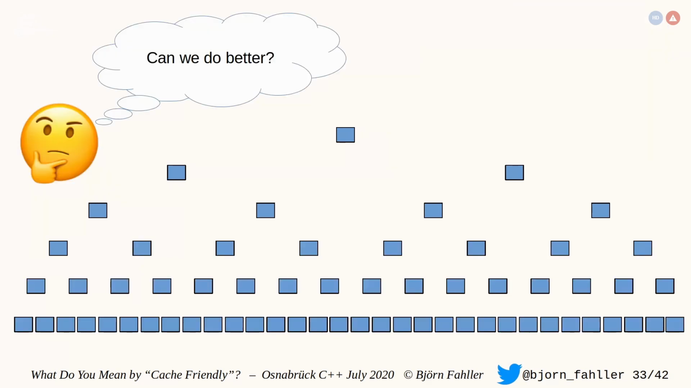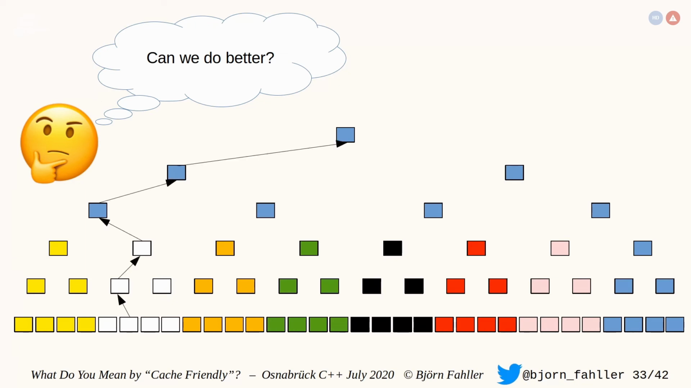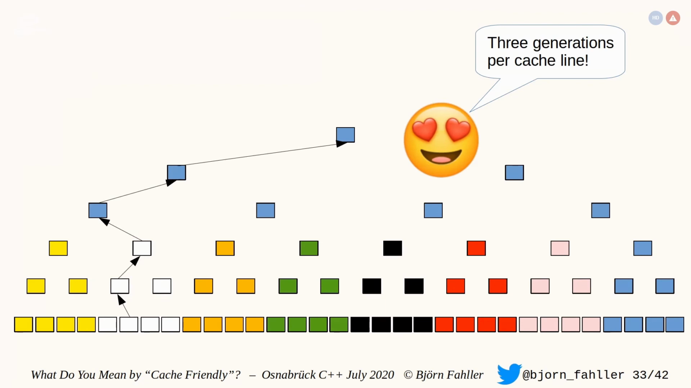So I wonder, can we do better? And what I thought about was to try to represent it like this. It's like we have a heap of small mini heaps where each mini heap fits in one cache line. That is neat. So can we actually do that? If we do, we see that we get 3 generations for every cache line, and that really should make a difference.